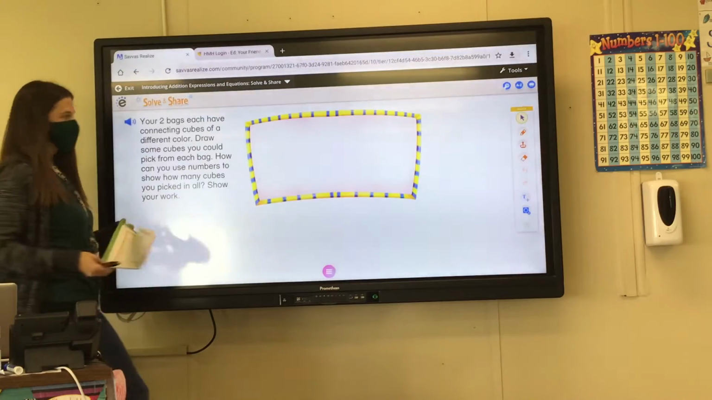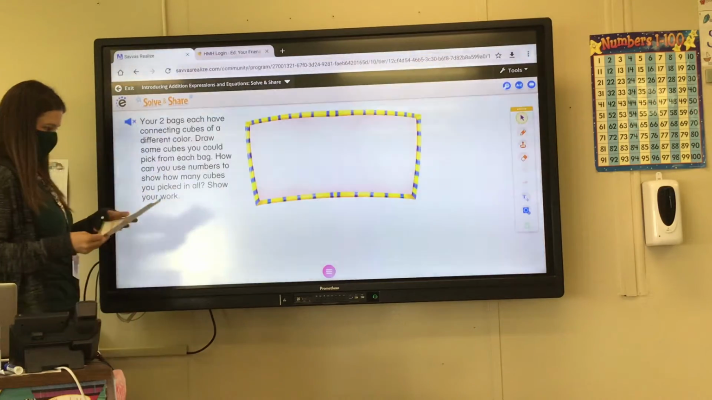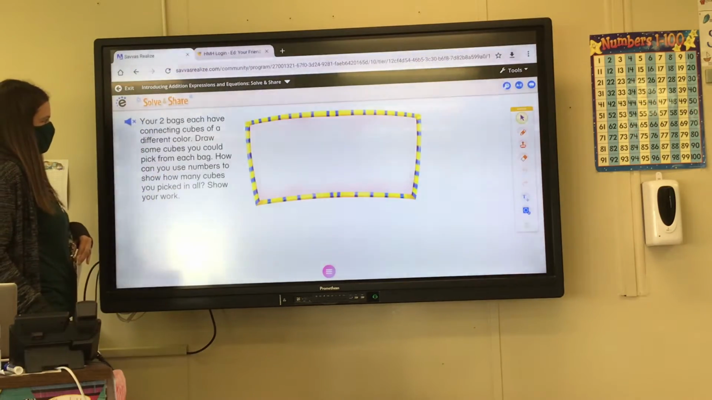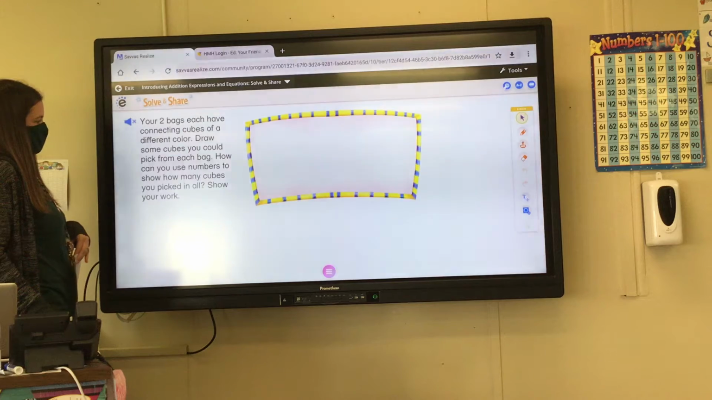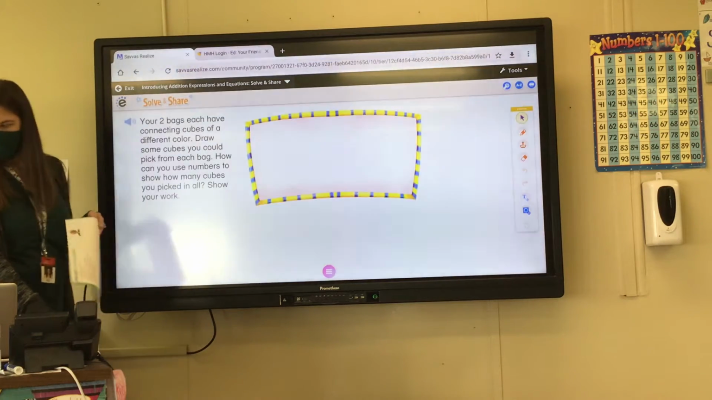All right, so let's listen. Your 2 bags each have connecting cubes of a different color. Draw some cubes you can pick from each bag. How can you use numbers to show how many cubes you picked in all? Show your work.